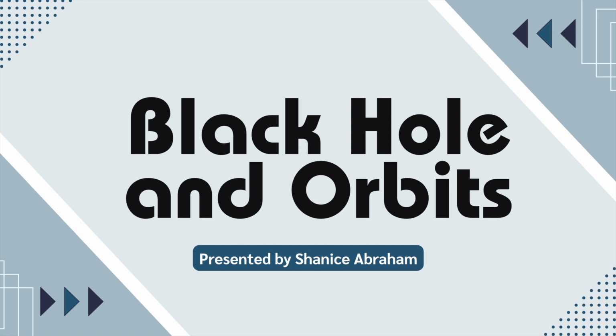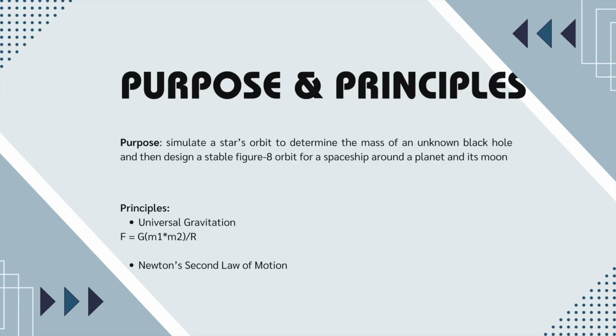In this video, I'll be presenting my lab on creating the orbit of a star around a black hole. The purpose of this lab was to simulate a star orbit to determine the mass of an unknown black hole and then design a stable figure-8 orbit for a spaceship around a planet and its moon. This lab explores Newton's law of universal gravitation and Newton's second law of motion.